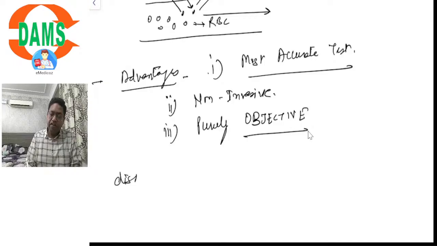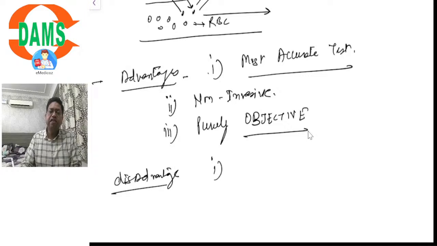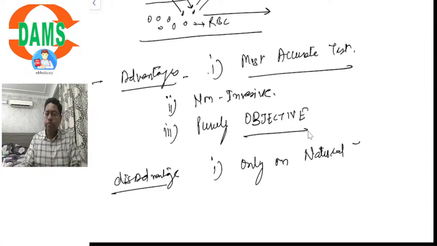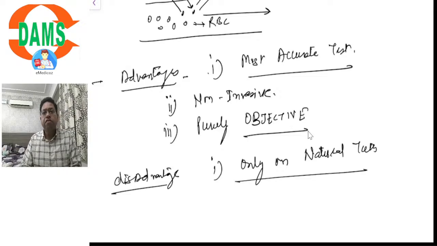If we talk about the disadvantages, the most important disadvantage is that it can be used only on natural teeth. If the tooth has a full coverage crown, we cannot use laser Doppler flowmetry because the laser would not be able to penetrate the full coverage crown and go to the pulp.